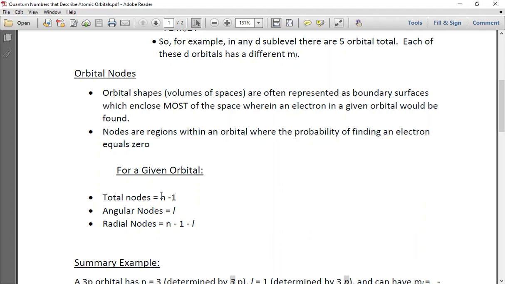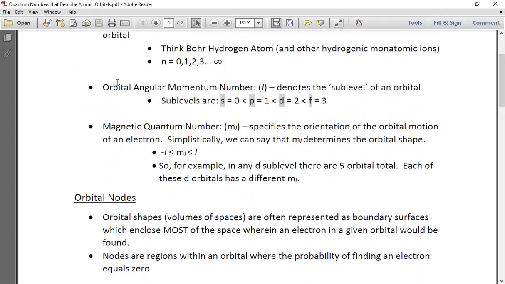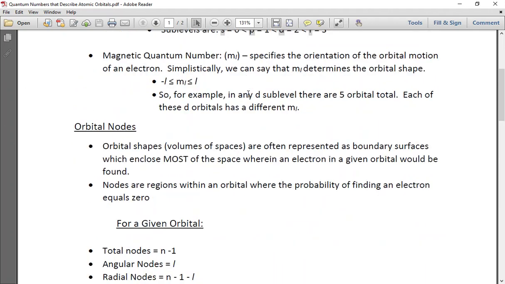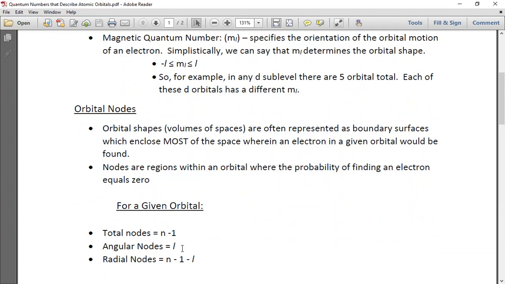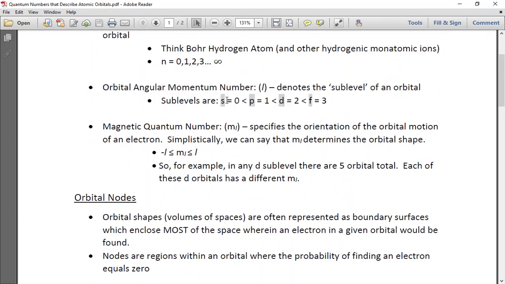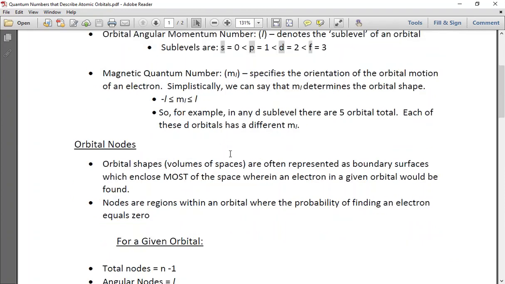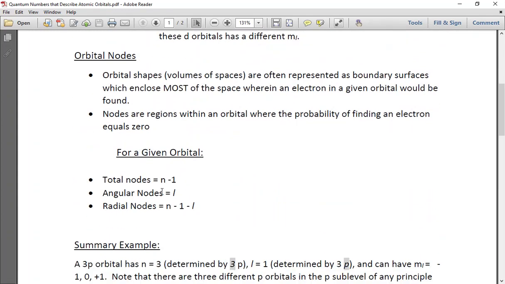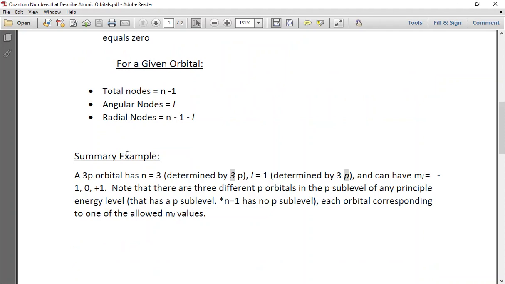Okay. Now, notice that angular nodes are defined by the orbital angular momentum number. So notice that when l is equal to 0, which it is for an s sublevel, we're going to find 0 angular nodes present. And then radial nodes make up the difference between total nodes in an orbital and the number of angular nodes. So here we have a nice summary example.